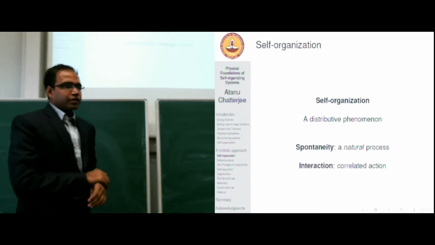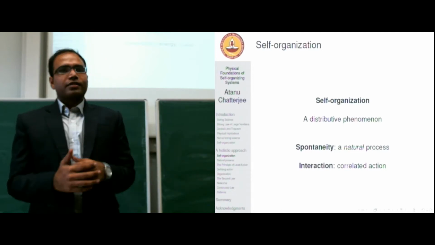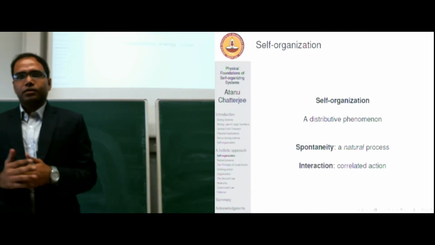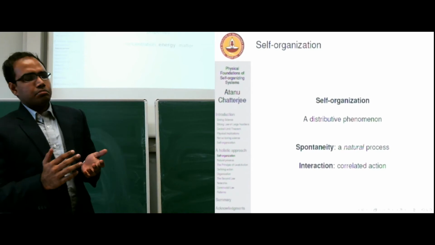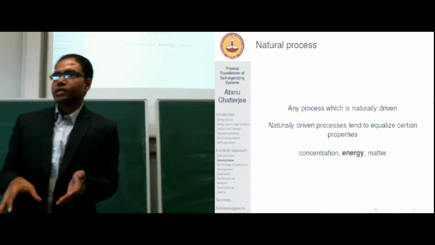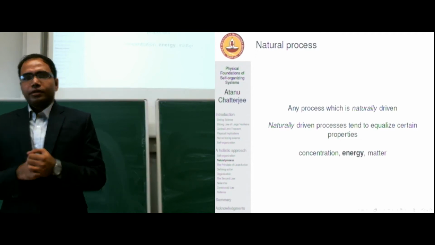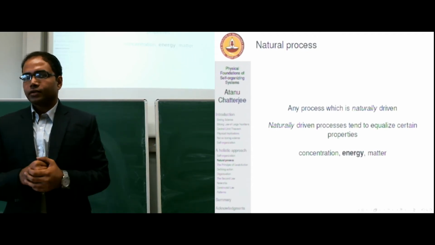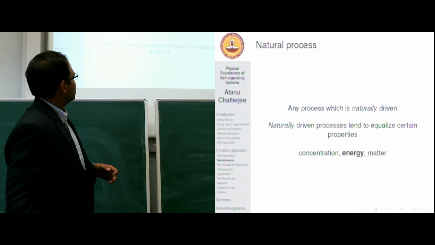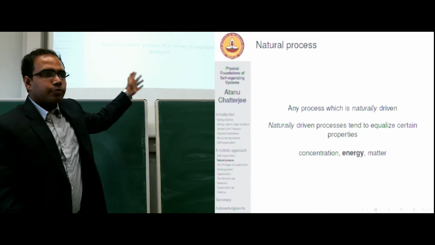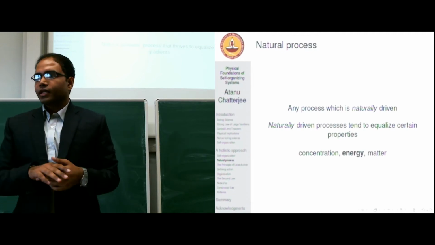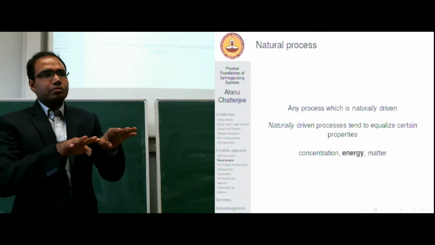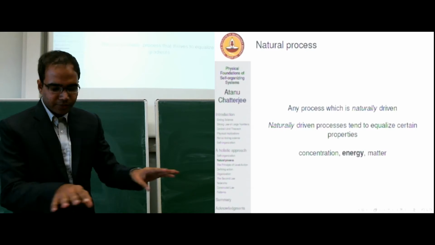A naturally driven process is a process which aims to equalize certain gradients. These gradients could be anything from concentration, energy, matter. Temperature is a measure that energy is flowing from the higher end to the lower end. Diffusion is a principle where we can see that the concentration is being equalized from the higher areas to the lower areas. So natural processes are those which strive to equalize these gradients in nature. Natural processes will tend to make systems go towards a state where there is no difference, where things are equilibrated.